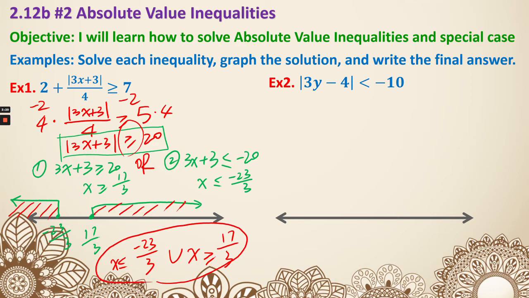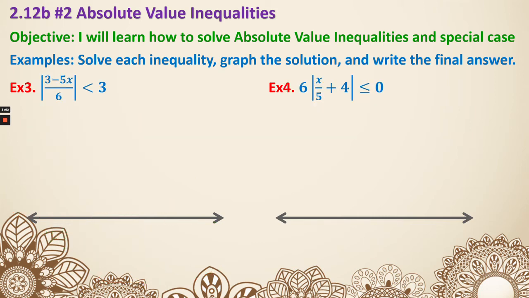Now example 2. The first question we're going to ask is, is it isolated? And yes, it is. So we're going to just have a look at the whole thing already. The right side is a negative number, so we can clearly see absolute value cannot be less than a negative number, so the answer is automatically no solution. So you see, after the isolation step, we can decide about its special case already. Because it is no solution, there's nothing to graph.